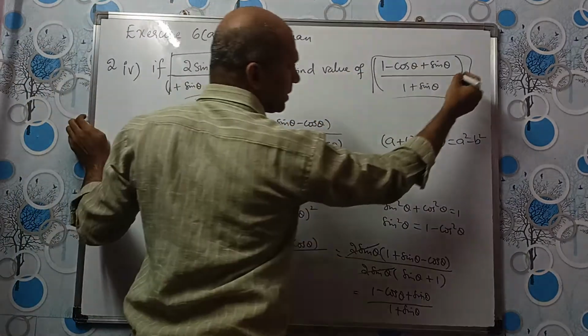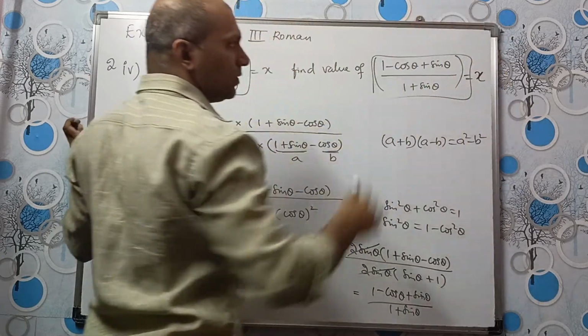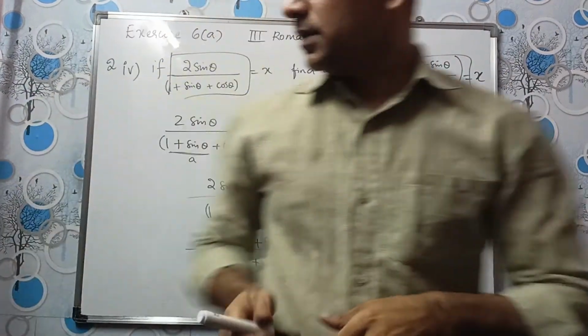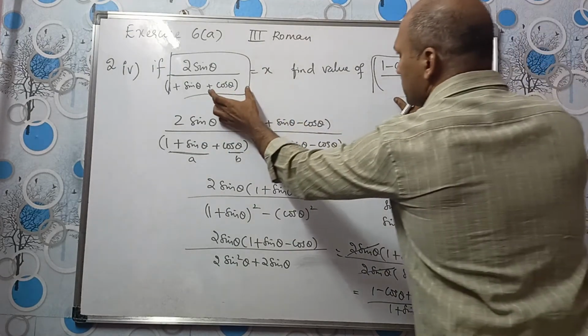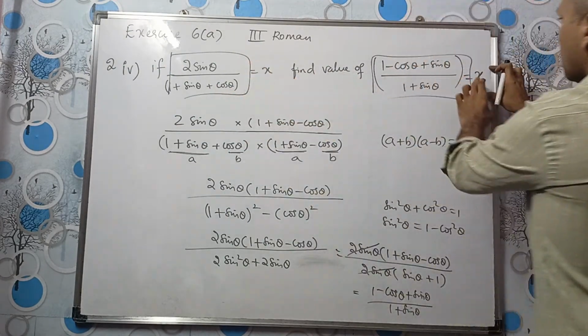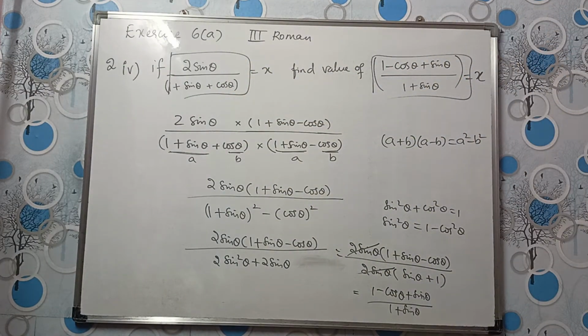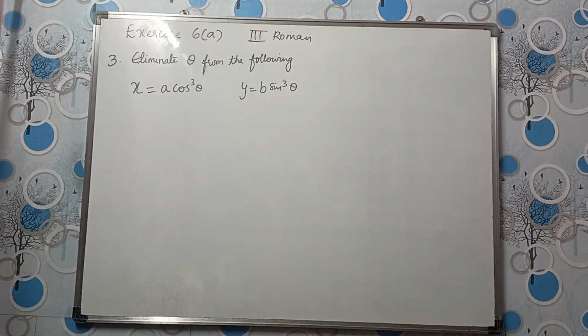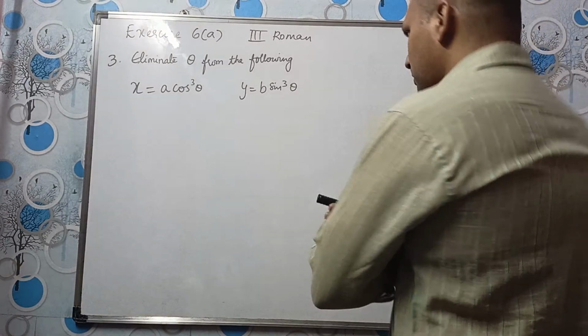We should find the value of this. What will be this now? It will also be equal to x. Okay, I hope this is clear, because these two are same. So if this value is x, this value should also be equal to x. Okay, let us solve this type of problems now.